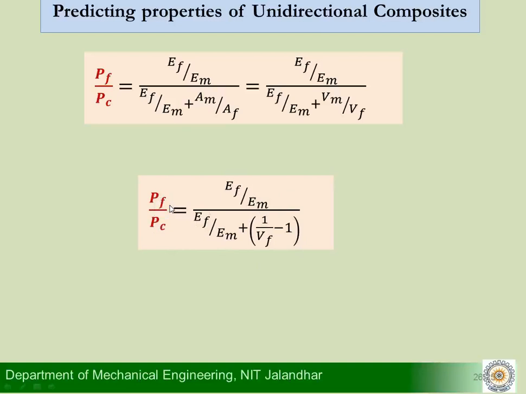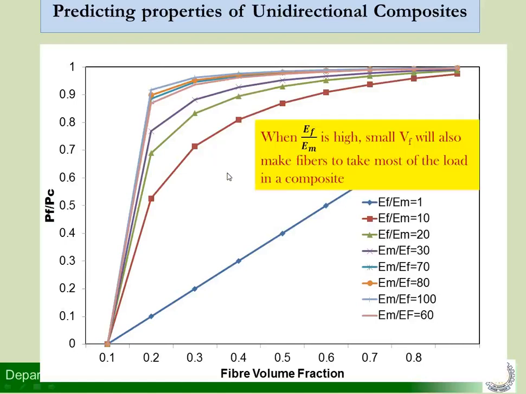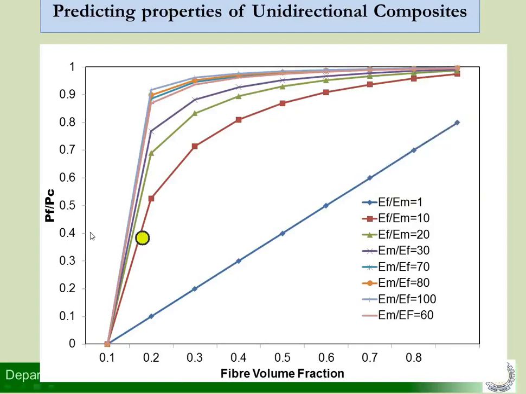So when I plot PF upon PC, I have plotted this in simple Excel. I'll provide you an assignment for using a simple spreadsheet to plot this graph. So what do we observe here? We are plotting the ratio of PF upon PC. Obviously, it varies from around 0 to 1. And here on the x-axis, we have the fiber volume fraction.